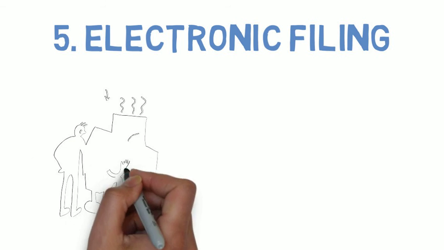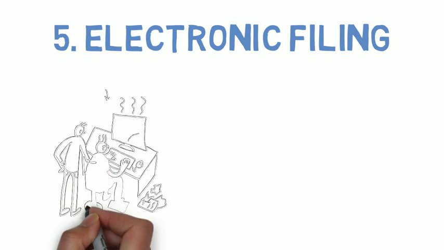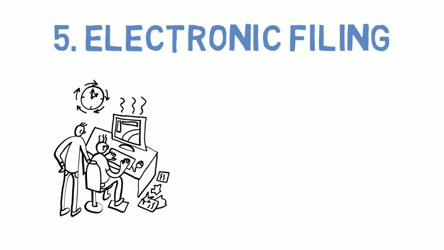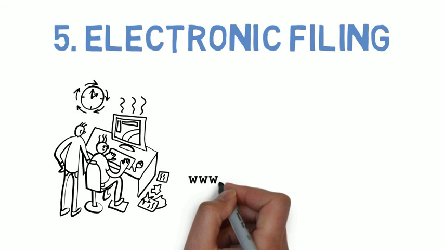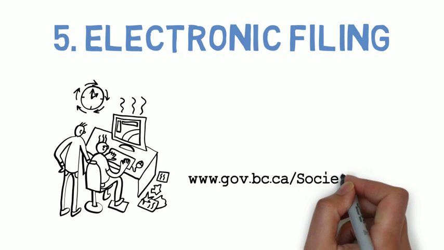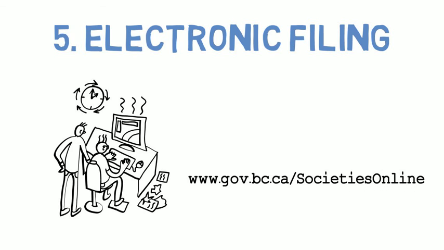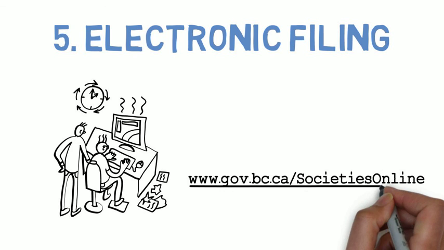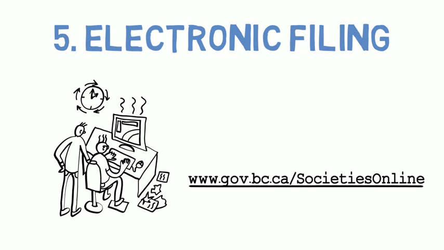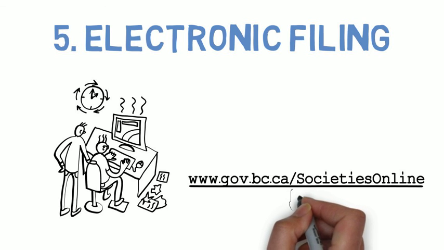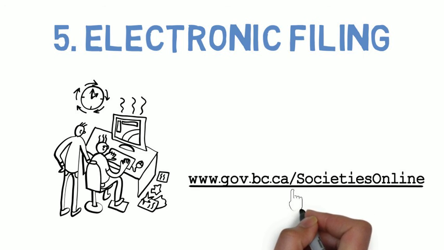And finally, a fifth way the new Act affects existing societies is that your society filings will become electronic. With the new Societies Act, there is a new electronic filing system, Societies Online. The majority of filings are self-serve and immediate. It should be easier to file annual reports and update information such as the name and address information for your society's directors. There are online forms to complete when your society alters its constitution or bylaws. Special resolutions no longer need to be filed with the registrar.